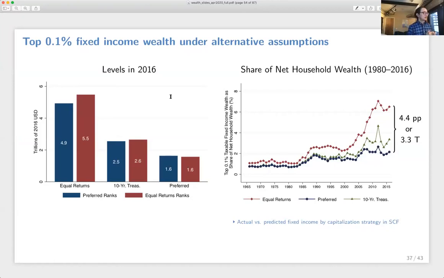I'm here just comparing the equal returns ranks and preferred ranks fixed income series. On the right, you can see the effect of our adjustment. About 4 percentage points of household wealth coming from just the fixed income adjustment. On the left, we're just showing that this is not really about ranks. When you change the wealth estimate, that's also changing who you end up putting in different groups. So there's a re-ranking effect, which is going to countervail and offset a bit the effect of the different model. The ranking effect for this category is relatively small. It's really about changing the model.